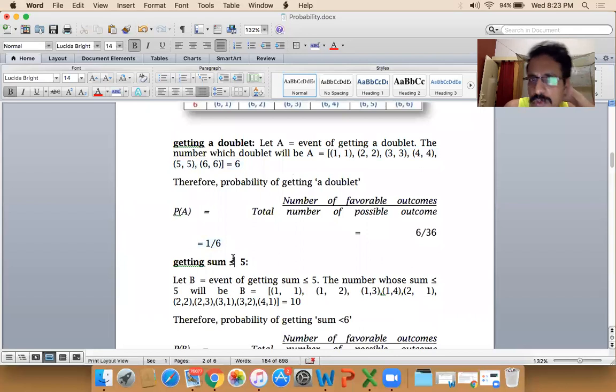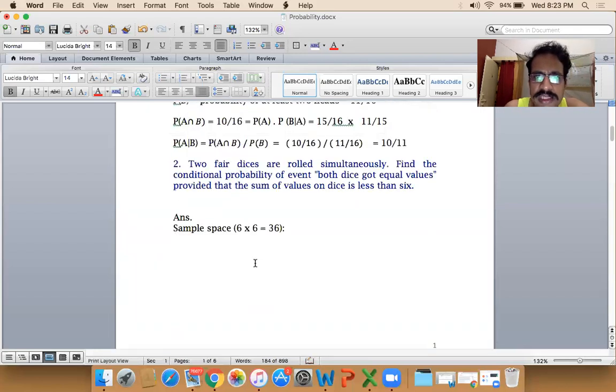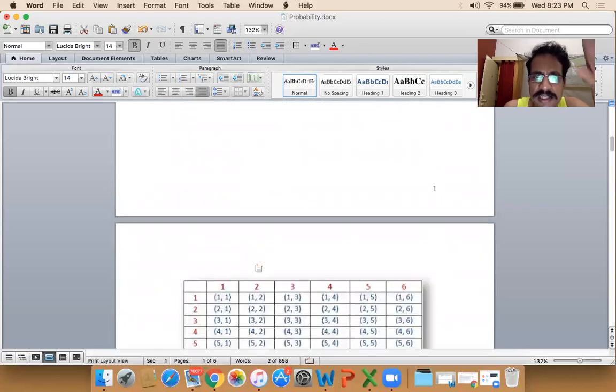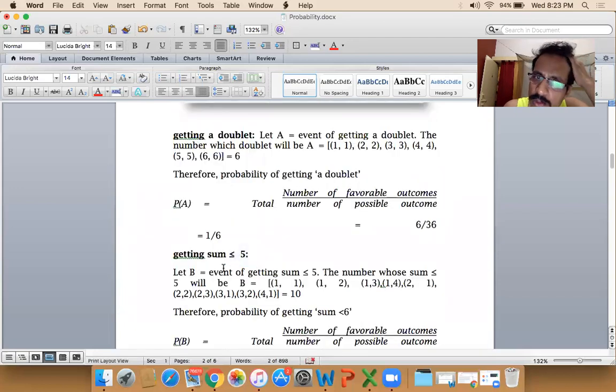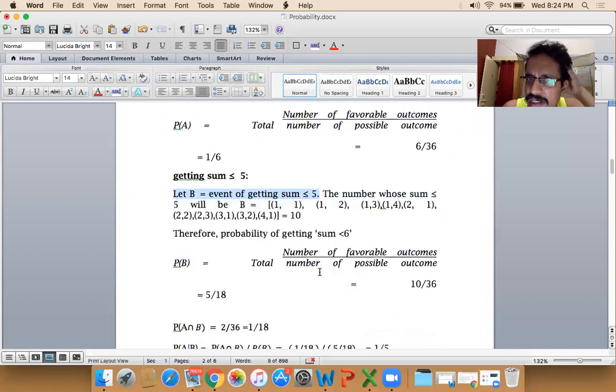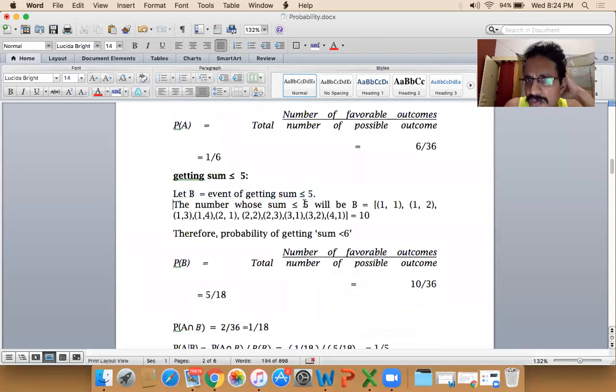Now in addition to that, you've got a doublet and you want the sum to be less than or equal to 5, because then only it is less than 6. So now let that probability be of some event B of getting sum less than or equal to 5. Now, if you see here, in the entire sample space there are 10 such cases, right? So therefore, the probability of getting sum less than 6 is 10 by 36 or 5 by 18. Now, what is the probability of intersection of both these two?